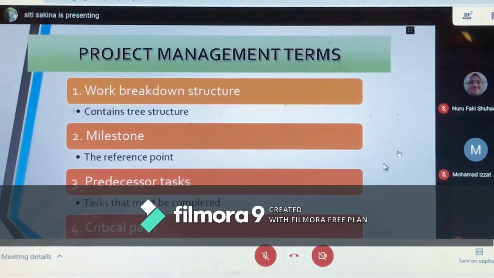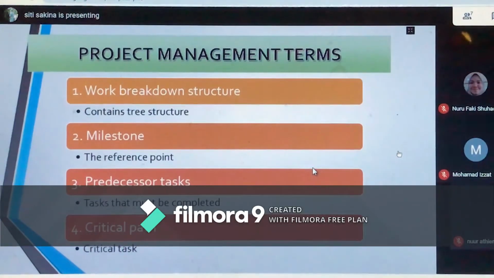Term number 3, predecessor task. Predecessor tasks refer to the tasks that must be completed or at least begin before another task can start. Successor tasks are those that follow the predecessor task. Schedule managers have the ability to specify what must be done and by when to ensure a successful project outcome. For example, the schedule manager can designate that one task can only begin 20 days after a previous task is completed. Predecessor tasks come first and the successor task follows.